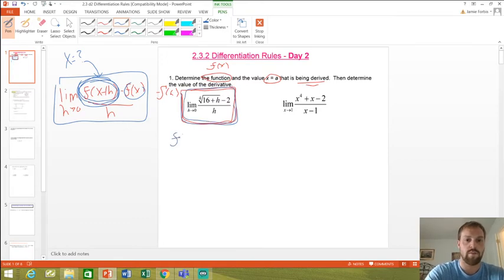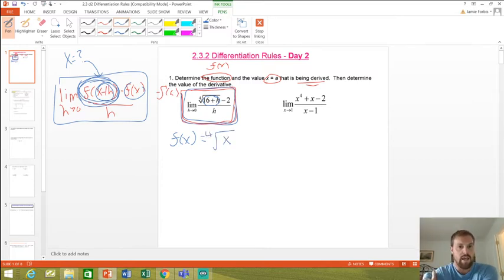So let's start by identifying f of x. If you can see that plus h right here, that's 16 plus h. That is my x plus h. That's what I want you to recognize. That's what's being plugged into a function. So what is the function it's being plugged into? Look at the outside part. It's the fourth root of x.